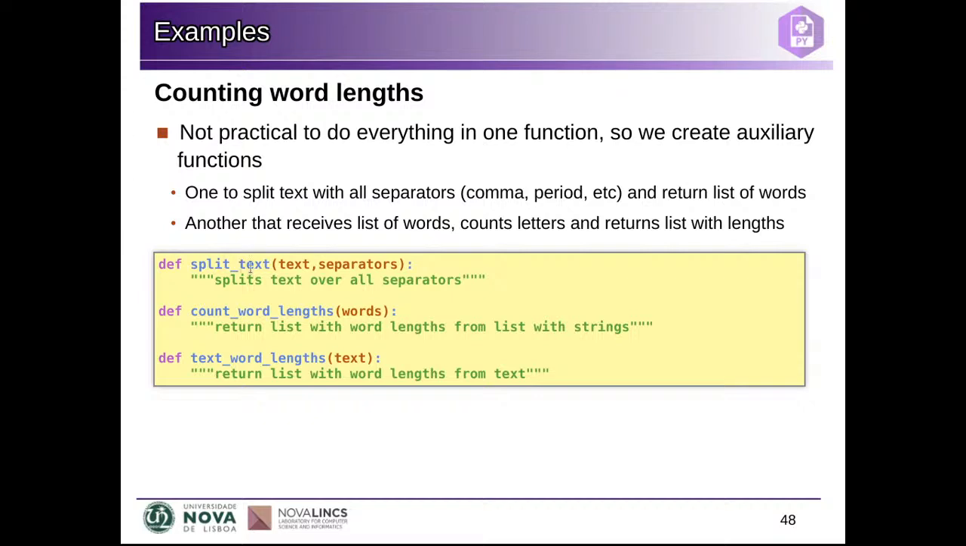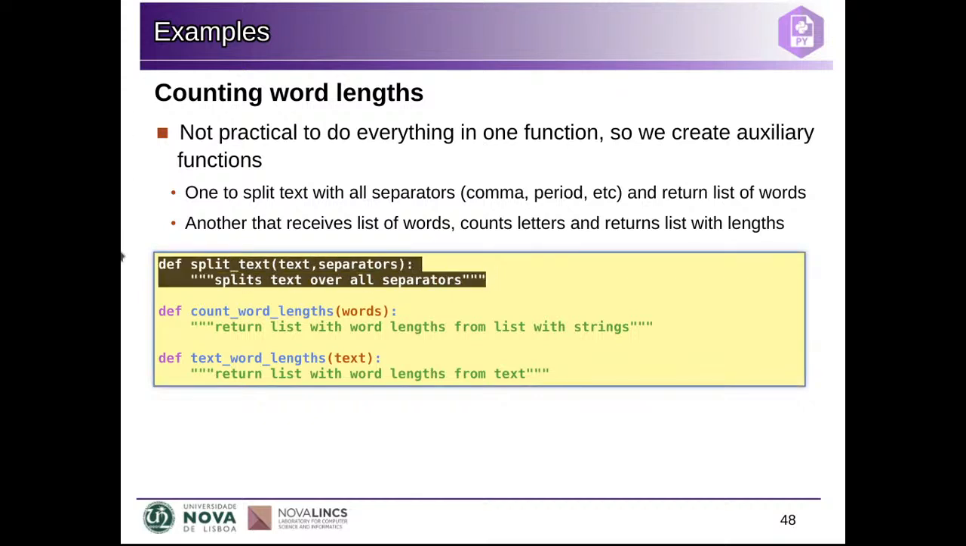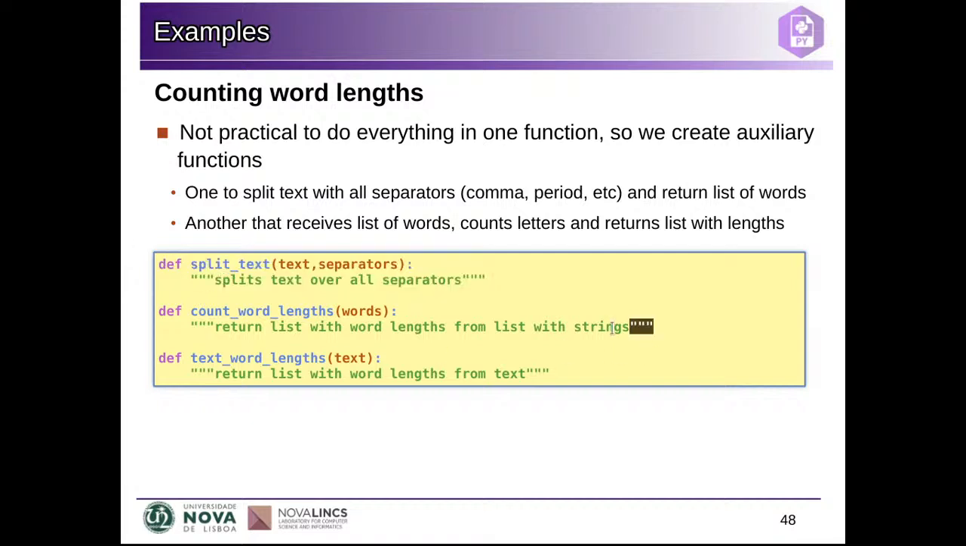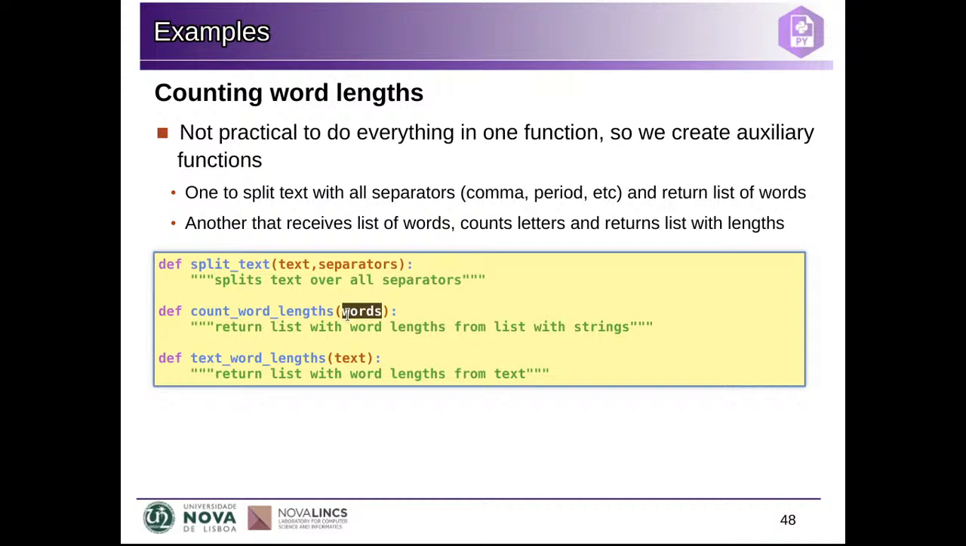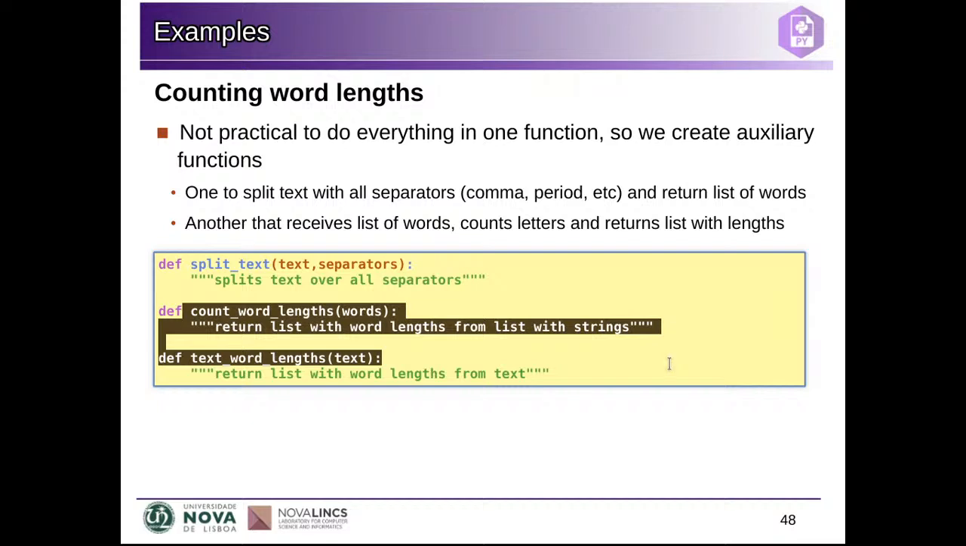And we can think of the first part will be to split the text into all the different words. And once we have all the different words, we have another function that returns the length of all the different words. So it receives a list with all the different words and returns a list with all the lengths. This one should be easy to do. It's something similar to what we did with the fragments, just looping through the strings and giving the length.